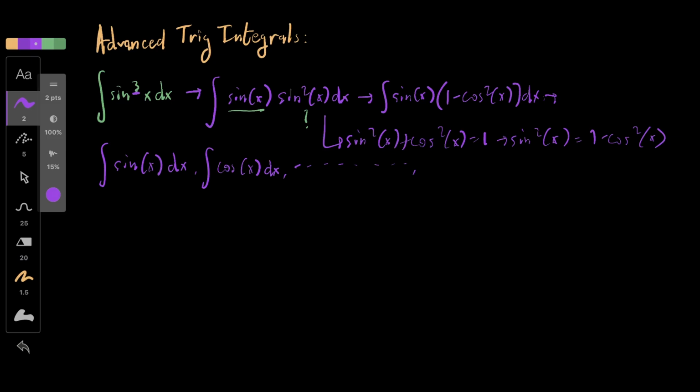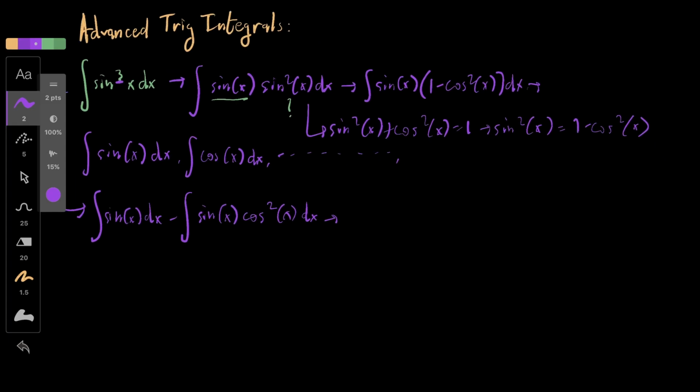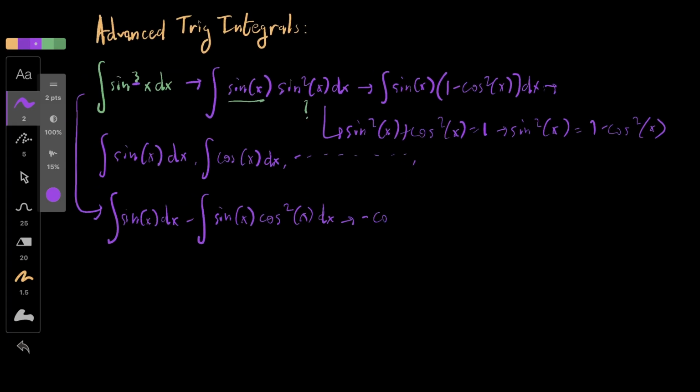Let's bring this problem over here. So the integral of sine of x dx minus the integral of sine of x cosine squared of x dx. So now we know that we can evaluate our first integral as negative cosine of x, but we still have our integral of sine of x cosine squared of x dx.